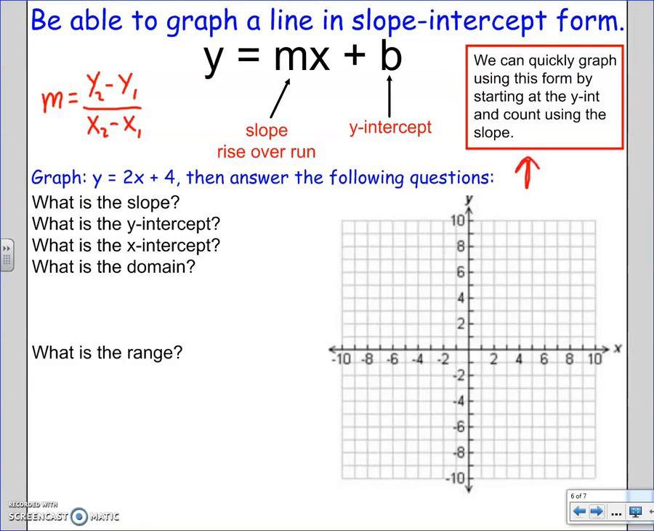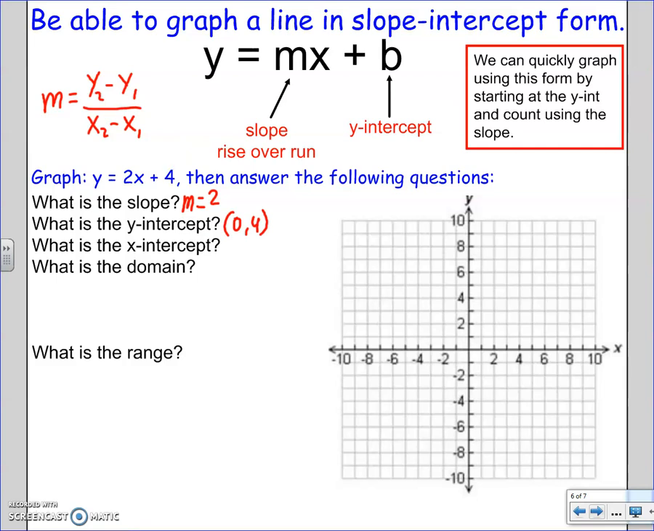This method is used for quickly graphing because we have a starting point, the y-intercept, and we just count using the slope. It's always up and right for positive slopes or down and right for negative slopes. So here, I see m is 2, that's the slope, positive 2, that's 2 over 1. And b is 4, so the y-intercept is (0, 4). That's all I need to graph.